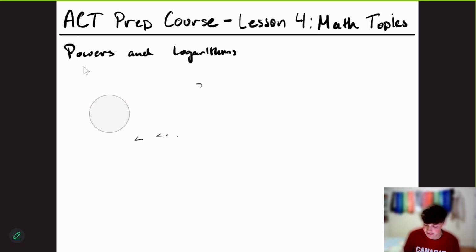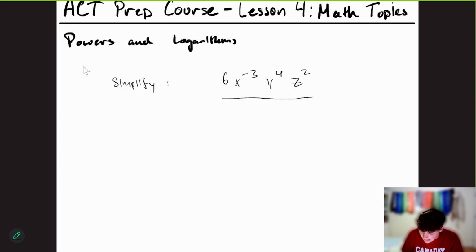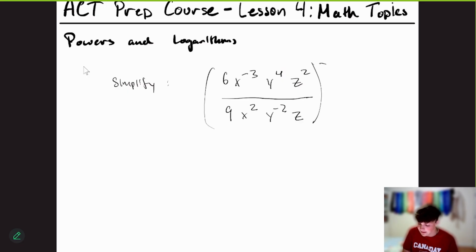There's a couple of rules we want to discuss. First, let's talk about powers. Okay, what is a power? What can we do with powers? Let's say there's a lot of questions that ask us to simplify something like 6x to the negative 3, y to the 4th, z squared, divided by 9 x squared y to the negative 2 z to the, just z. Okay. How do we simplify something like this? And let's say we take it to the negative 2. Okay, how do we simplify something like this?